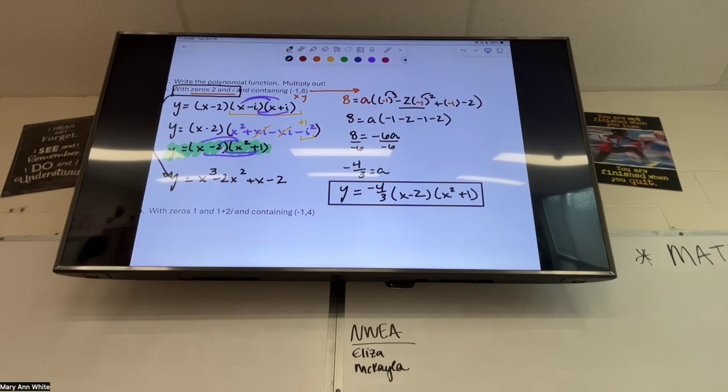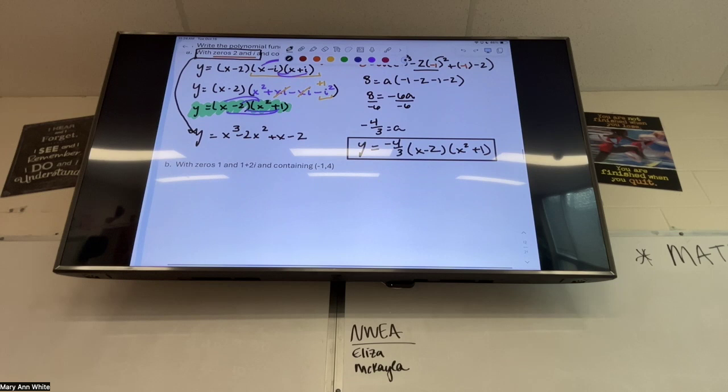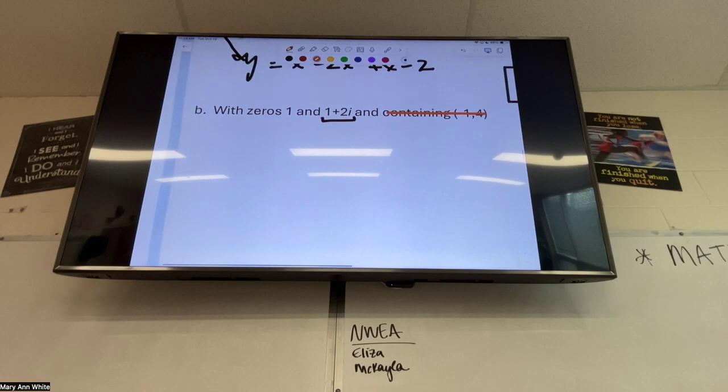Let's do the same idea for the one below it. This one's a little bit more confusing because it's not just a 0 of i, it's a 0 of 1 plus 2i. Okay, but let's break it apart. Again, we'll ignore the containing that point for a second. We'll come back to it. Let's write my zeros. So I'm going to write y. What's my first 0 set going to be? X minus 1.